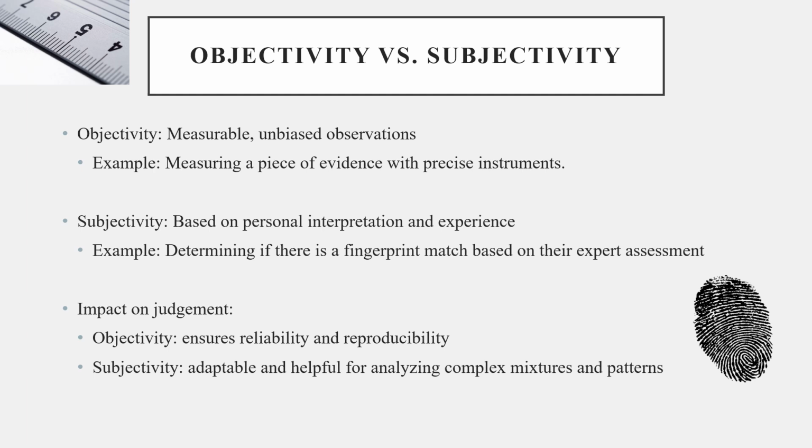Both of these elements impact judgment because objectivity helps ensure consistency, while subjectivity, when guided by experience and structured methodology, allows for the interpretation of complex patterns. It allows the scientists to be adaptable and flexible if need be because they can draw on previous experiences to determine if there is a match or not.